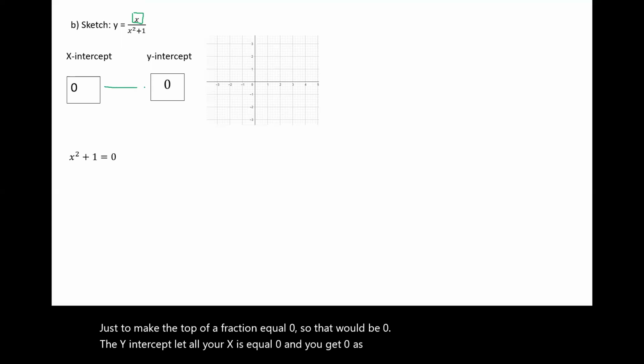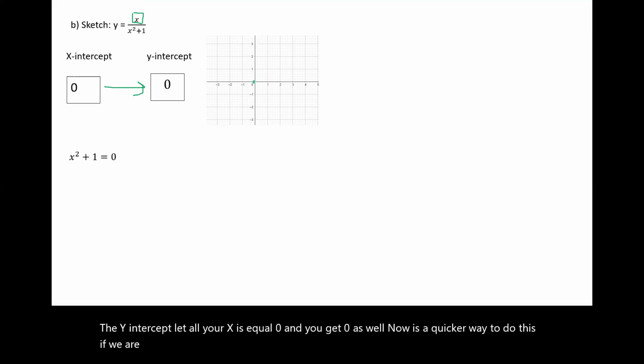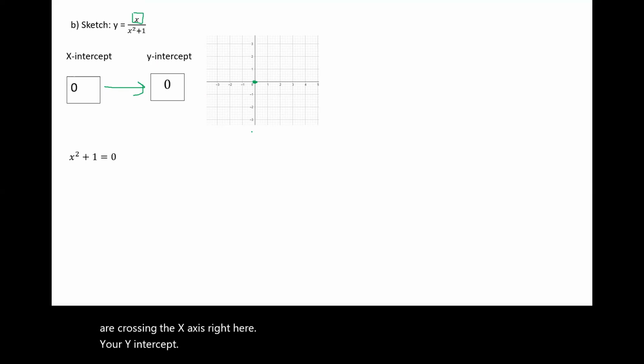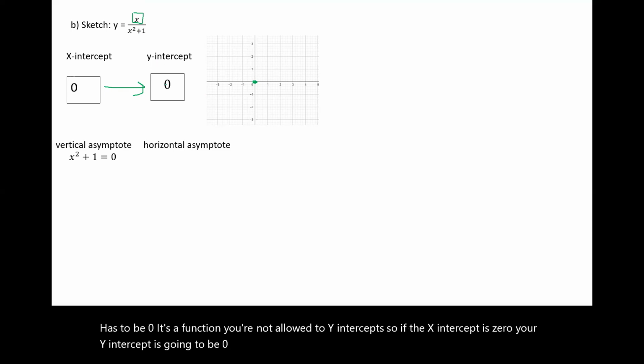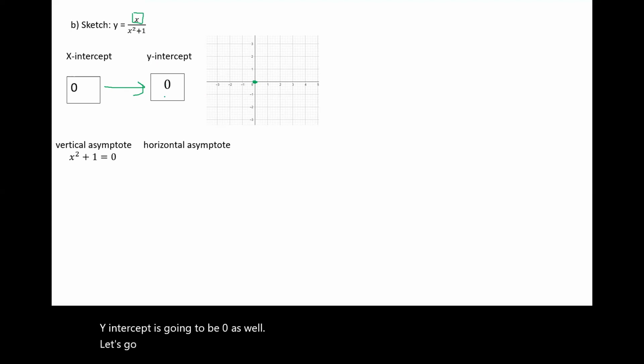Now, there's a quicker way to do this. If we're crossing the x-axis right here, what's your y-intercept? Has to be 0. It's a function. You're not allowed 2 y-intercepts. So if the x-intercept is 0, your y-intercept is going to be 0 as well. Let's go for vertical asymptote and horizontal asymptote.